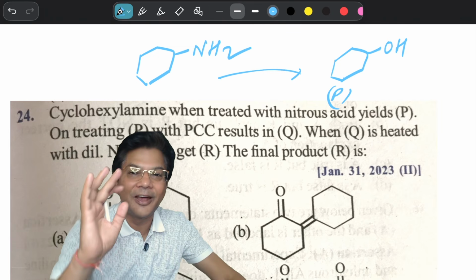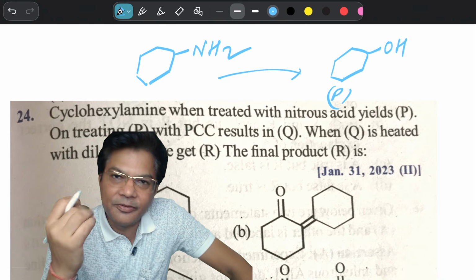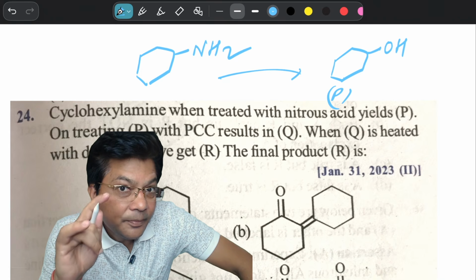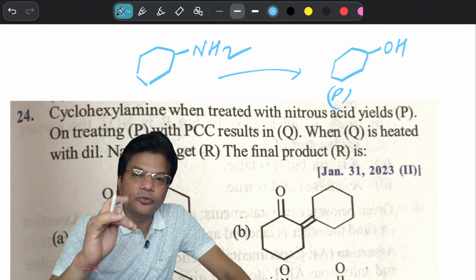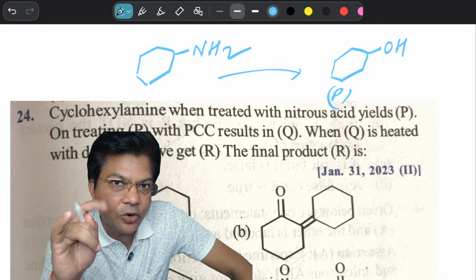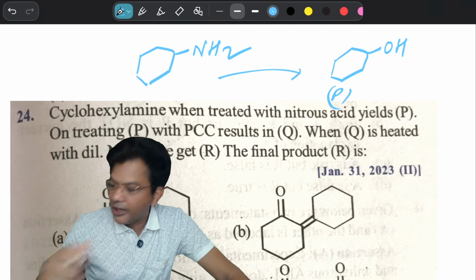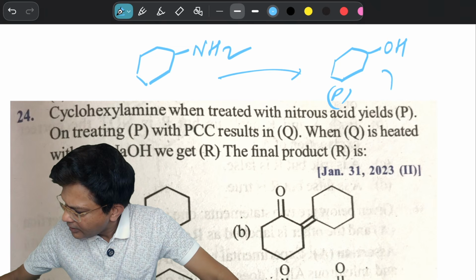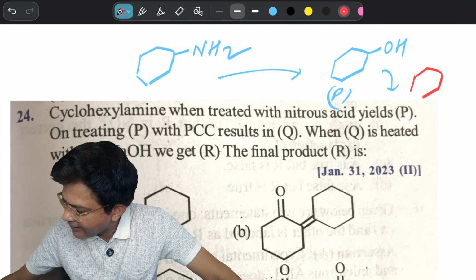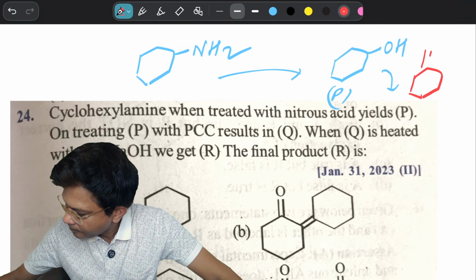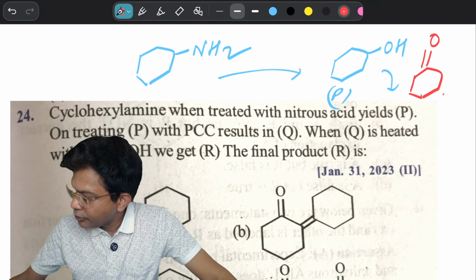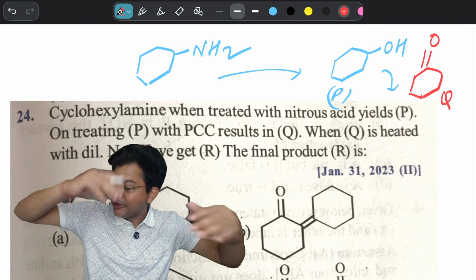Now you must have studied that PCC reacts with 1 degree alcohol to give aldehyde. 2 degree alcohol will give ketone. Yield will be less, but you will get ketone. Now, Q is heated with the dilute NaOH.